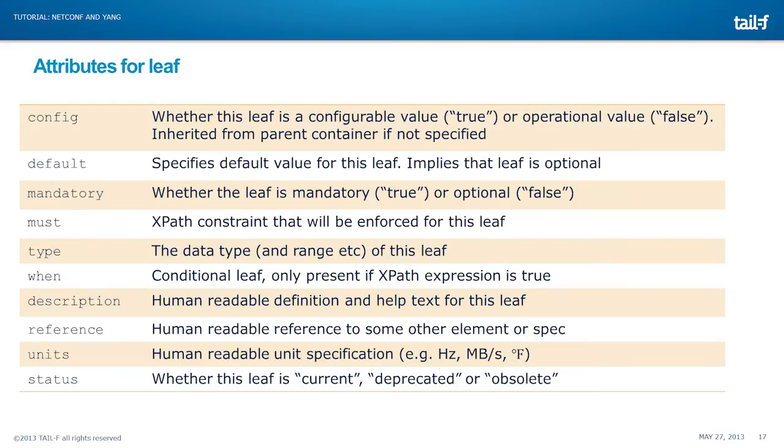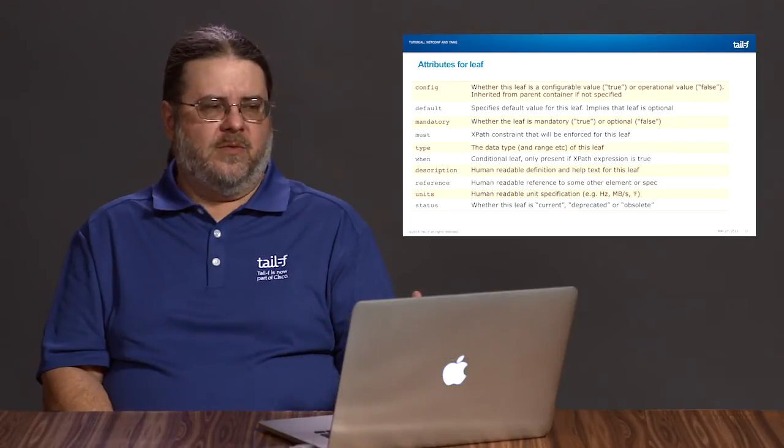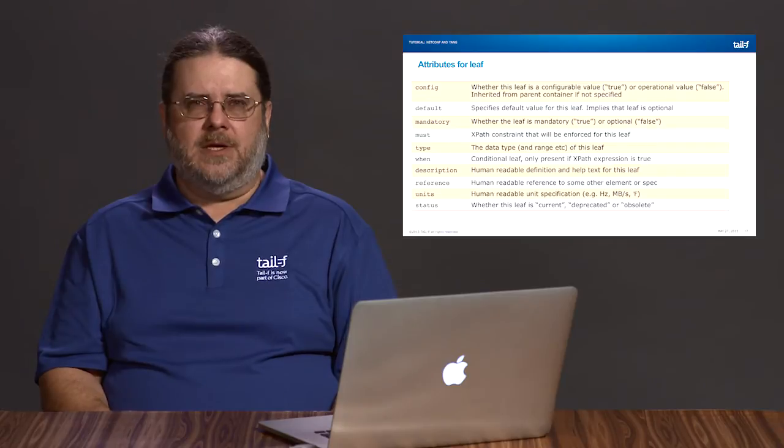Here we see a list of the attributes that a leaf can have, and then definitions. Some of the main ones you'll work with are config, primarily config false to declare your operational data. Default will give a default value for a leaf, so if someone doesn't enter the value, that default value will be used. Mandatory: when the user's entering this data or it's coming in from something like NETCONF, does that data have to be present or is it optional? Must, we'll see later on, is a way of declaring integrity constraints or relationships between our data. Then type, etc., through the rest of these attributes. Again, you can get the full formal definition of all these attributes in the YANG RFC.